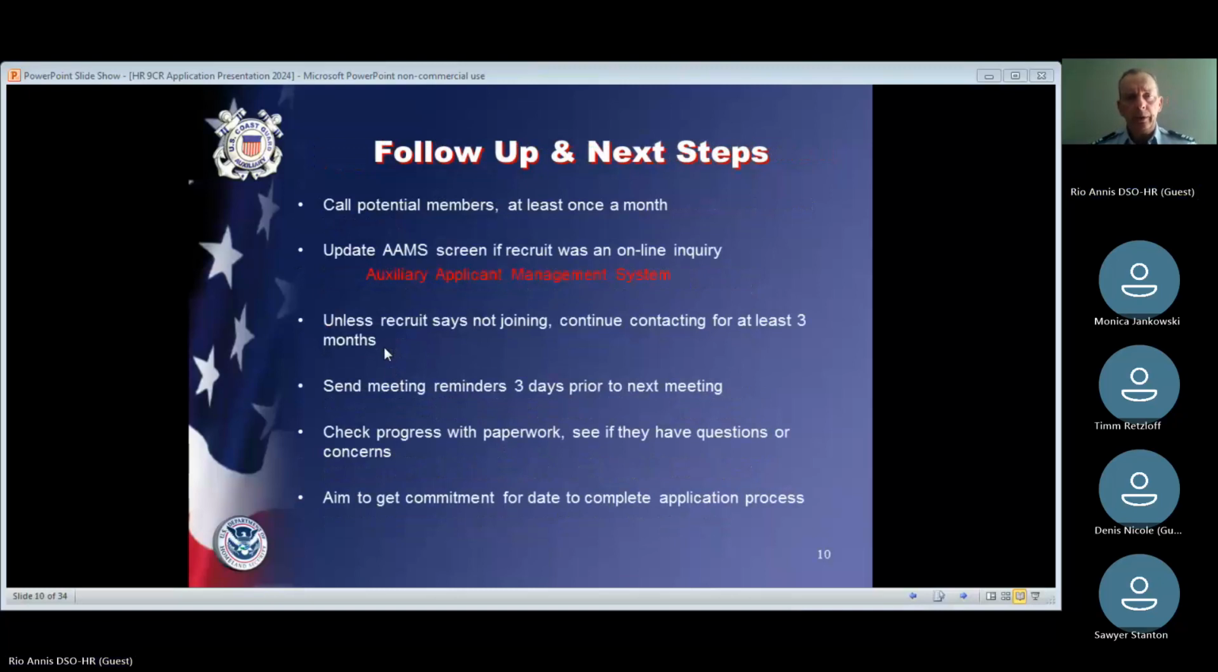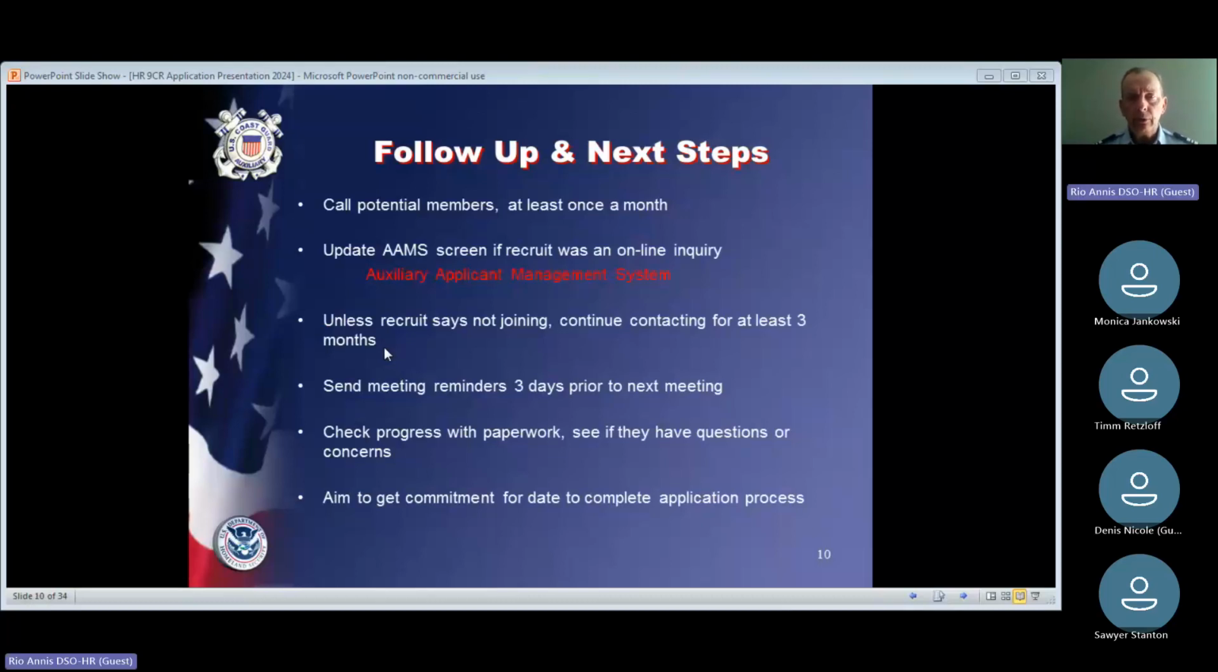Follow up, the next steps. Well, you want to keep contact with these potential members at least once a month. I know they're working on getting some paperwork to you. I've had some take forever to get their new member exam done. Update the AAMS screen when you have different contacts with them. And you don't have to update every day. If you're talking to them three days in a row, you can make one contact note. It's not necessary to make all three. You just need to make these notes before the 60-day time frame runs out, because then they will drop out of the system.